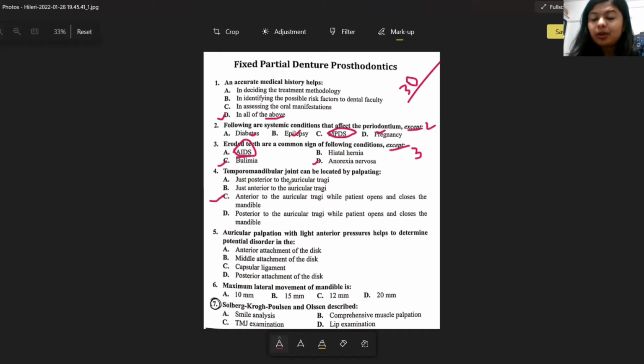Okay, so most of the questions you can expect are from this basic knowledge of all the dental as well as medical subjects. Okay, now let's move forward.